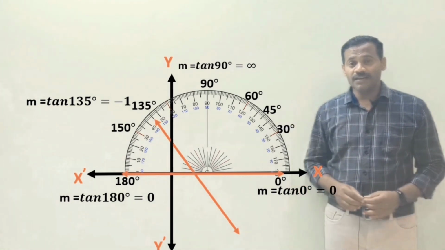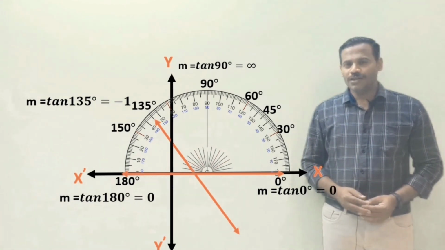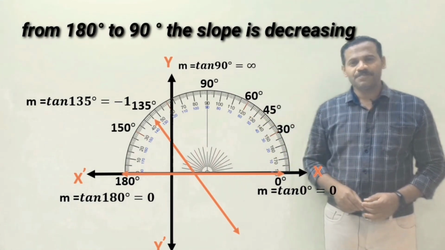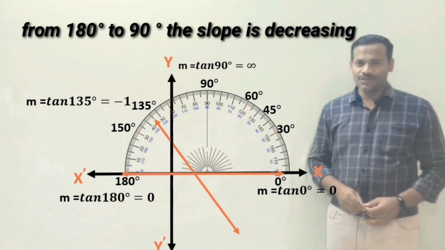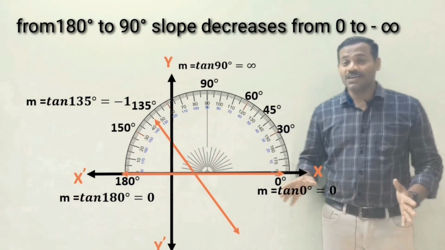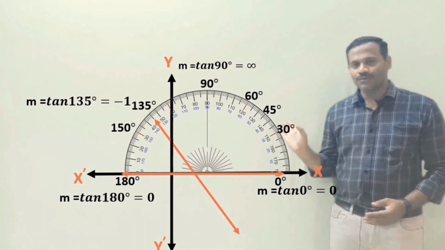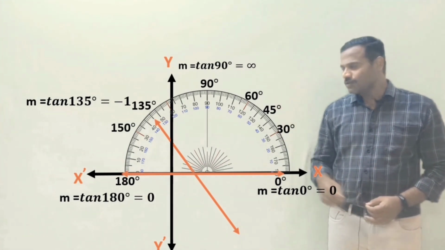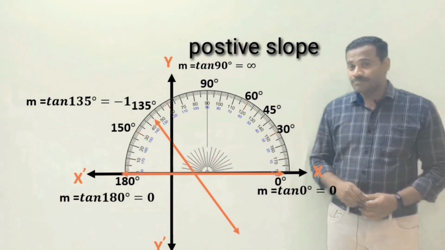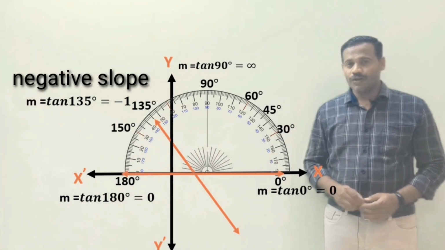What happens at 90 degrees? Yes, it is minus infinity, which is not defined. Children, are you able to observe what happens from 180 degrees to 90 degrees? Yes, the slope is decreasing. So from 0 degrees to 90 degrees, the slope is increasing, which is on the positive side. And from 90 degrees to 180 degrees, the slope is negative. Are you able to observe?